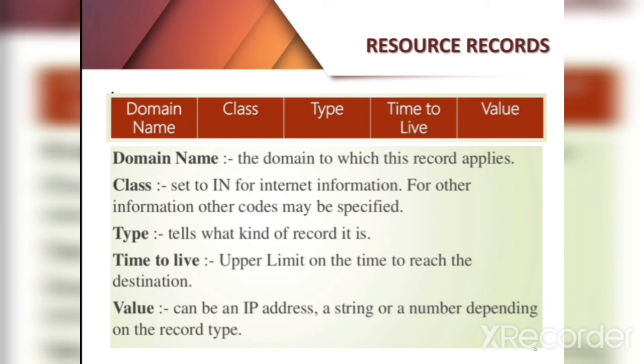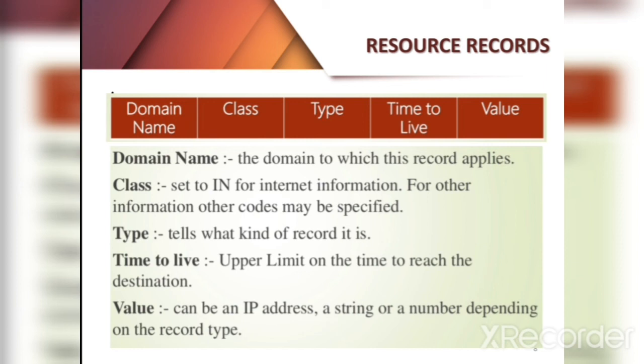The resource record is a 5-tuple value. The 5 tuples are domain name, class, type, time to live and the value. And this information is encoded in ASCII or binary form to maintain its efficiency. Domain name tells the domain to which this particular record applies. And class tells about the type of the information that is maintained.